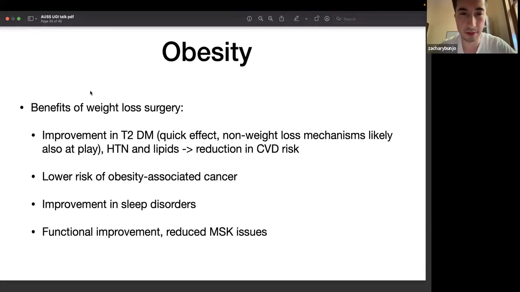Turning straight to surgery, it's quite attractive because you see a pretty quick and sustained improvement in comorbidities like type 2 diabetes, hypertension, and basically metabolic conditions, and that all contributes to a reduction in overall cardiovascular disease risk. It also lowers the risk of obesity-related cancer through weight loss. They also get improvement in sleep disorders and functional improvement just from carrying less weight.